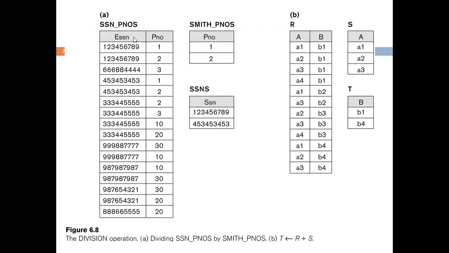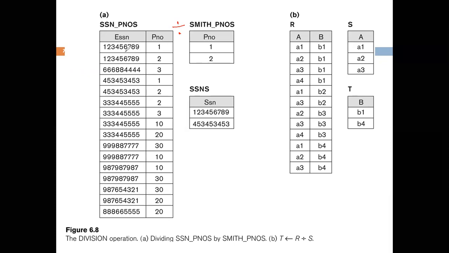Look at this particular example. One table is present here having 2 attributes, and another table has only one attribute: employee SSN followed by the project number, and here we have a project number. So these are the 2 tables. Now we perform the division operation of this table with this particular table. This is the relation on the left side, and this is the relation on the right side.